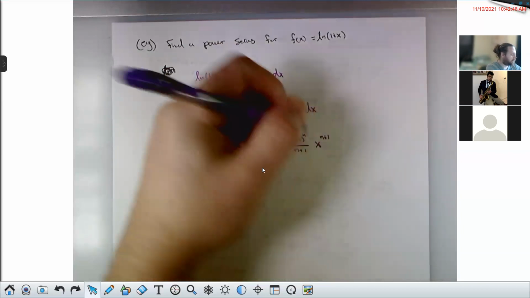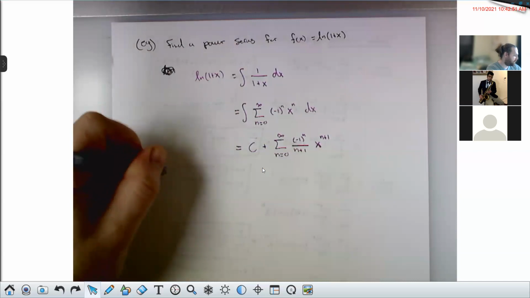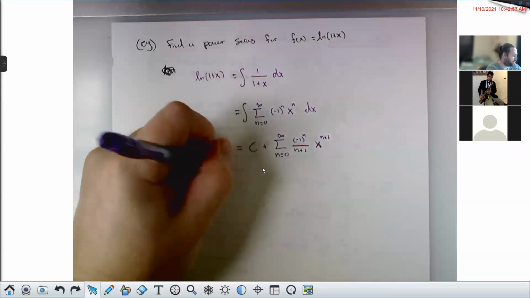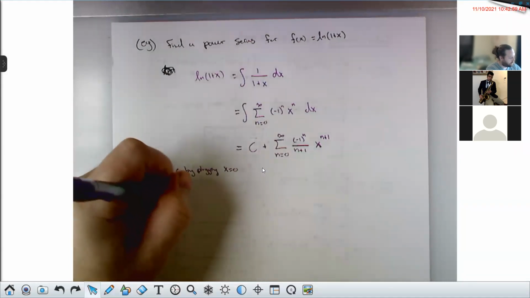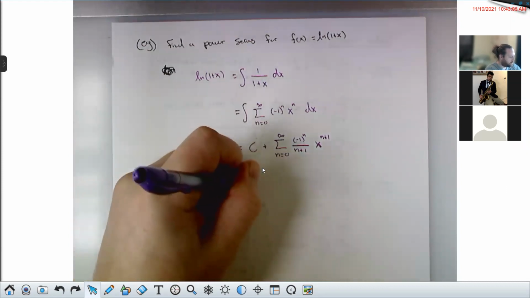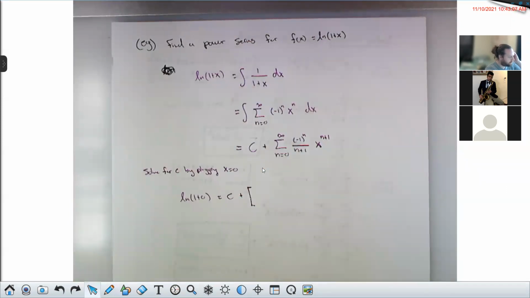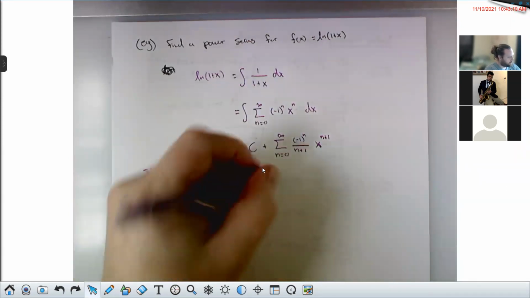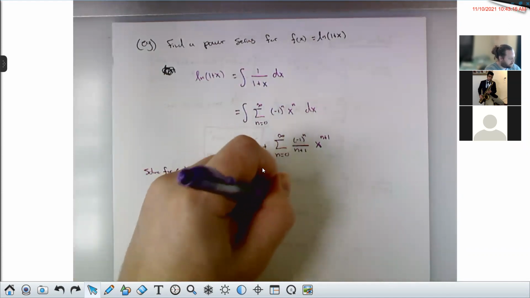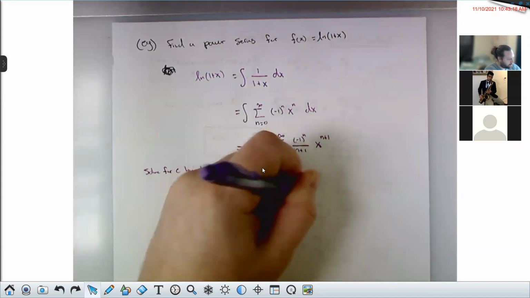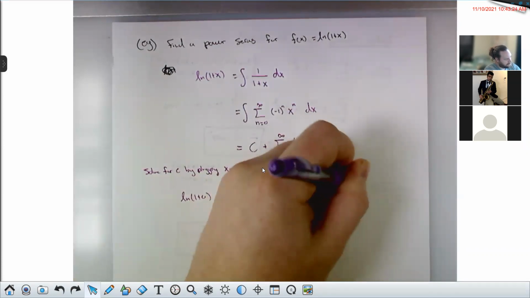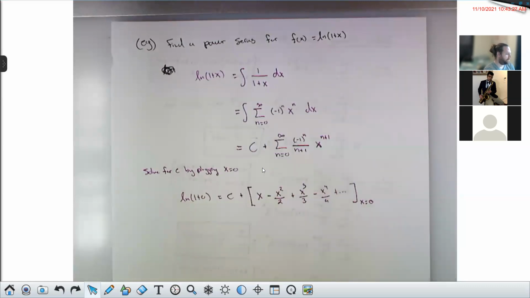And like we did with the arctan problem, we now need to solve for c by plugging in x equals 0. You get the natural log of 1 plus 0 is equal to c plus, and then again, we always write out the terms of the series here before we plug in. The first term of the series is x, right, x over 1, and then you have minus x squared over 2 plus x cubed over 3 minus x to the 4 over 4 plus, and so on, evaluated at x equals 0.